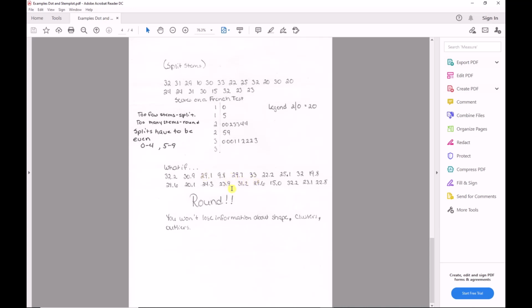Don't mess with that. Just round this more or less back to this. You'll get the same information that you would have had if you hadn't rounded, and you'll be able to handle the data in this format. So if you need to round, do it. You will not lose information about shape, clusters, outliers, and you can do the range from your original data if you want to, but all we need is a quick snapshot and some idea of what's going on here.